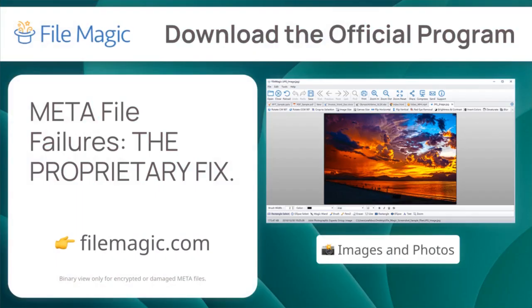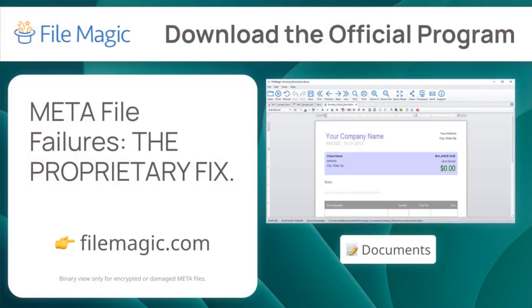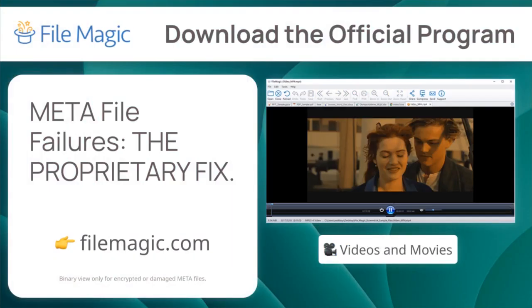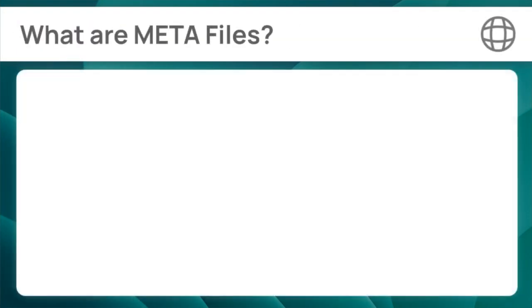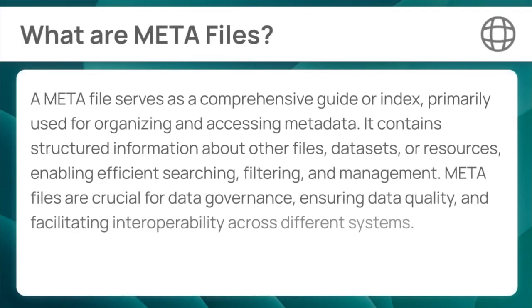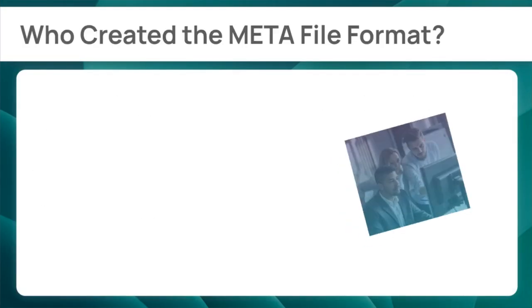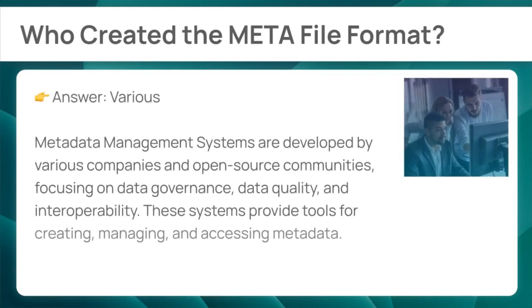We will talk about a powerful third-party META file inspection utility that extends its support to hundreds of different file types. A META file serves as a comprehensive guide or index, primarily used for organizing and accessing metadata. It contains structured information about other files, datasets, or resources, enabling efficient searching, filtering, and management. META files are crucial for data governance, ensuring data quality, and facilitating interoperability across different systems.